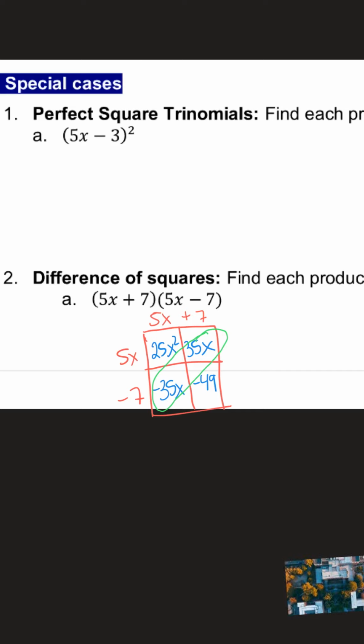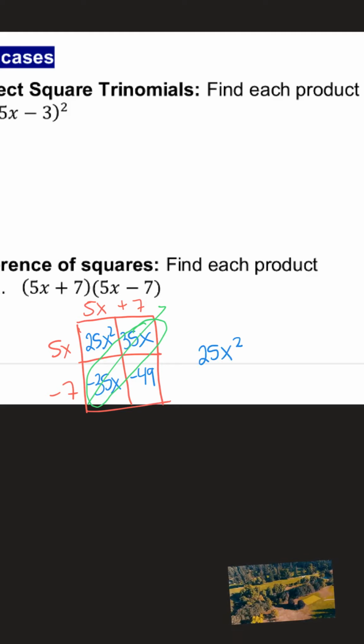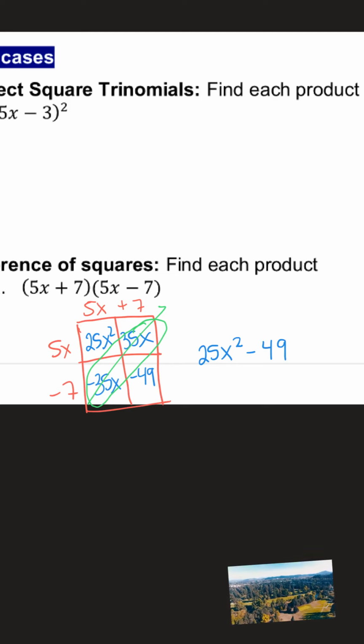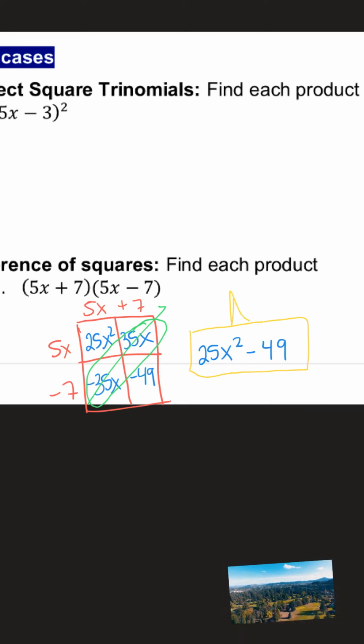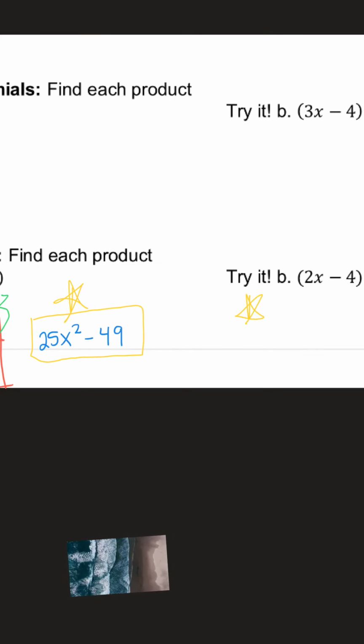So we end up with no middle term when we have difference of squares, which is what makes difference of squares so unique. So our answer is actually 25x squared minus 49. They are two squares being subtracted from one another, which is why it is called a difference of squares. Go ahead and try it on your own.